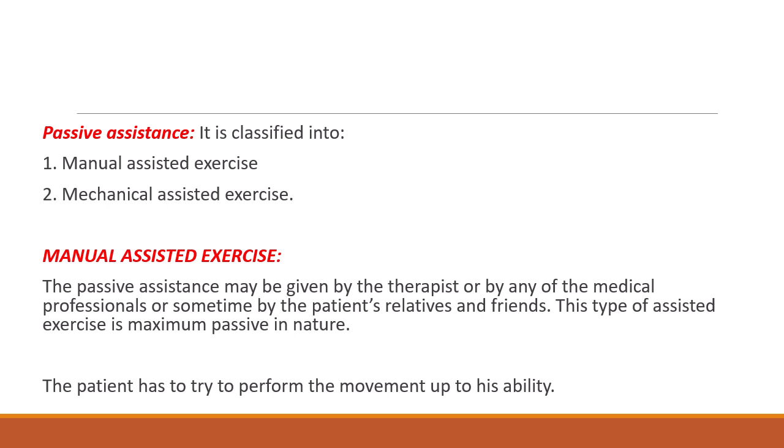Then passive assistance, it is classified into manual assisted exercise and mechanical assisted exercise. First we will see manual assisted exercise. The passive assistance may be given by the therapist or by any medical professional, sometimes by the patient, relatives or friends. This type of assisted exercise is maximally passive in nature. The patient has to try to perform the movement up to his ability.